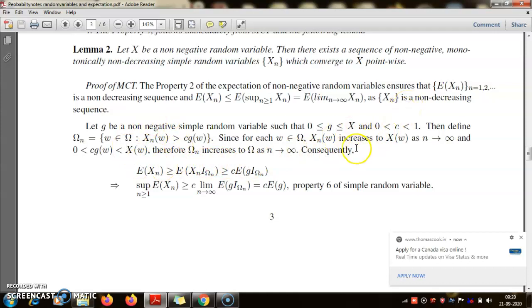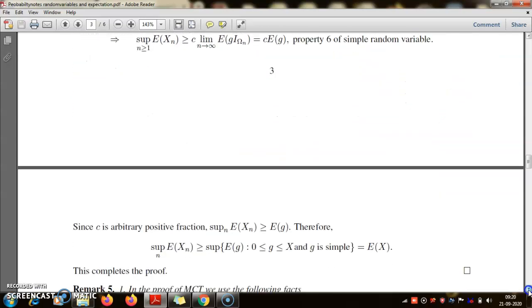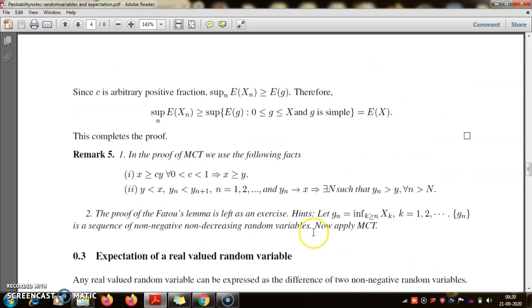Now I leave it as an exercise for you, that since Xn(w) converges to X(w), therefore as you increase n, this set would increase to the whole set omega. Why? Because this is due to this fact. Here I have noted it down.